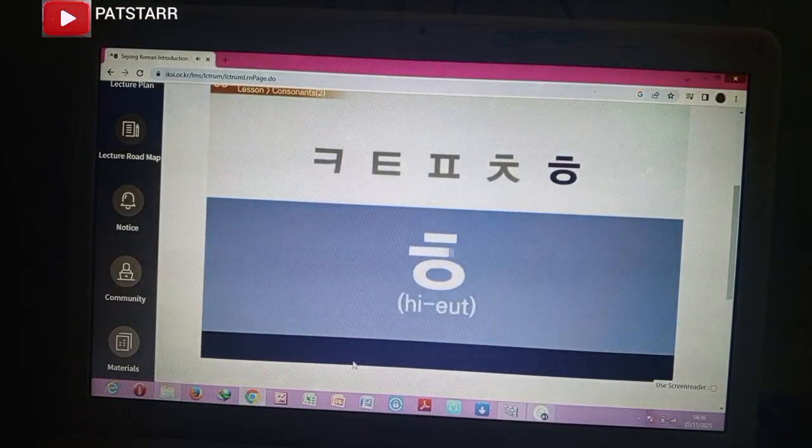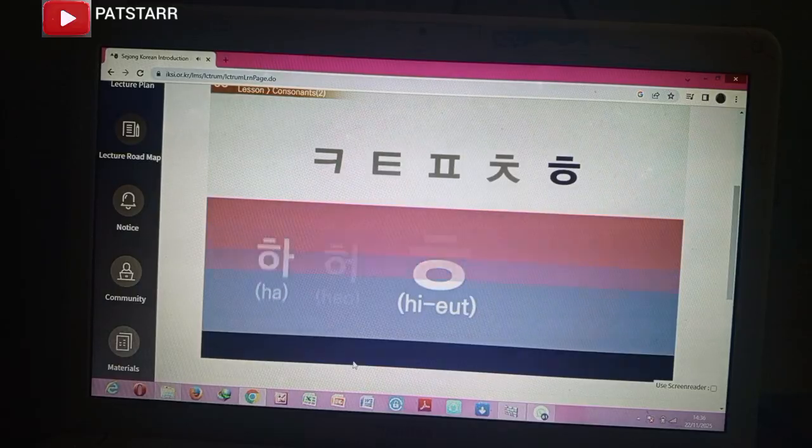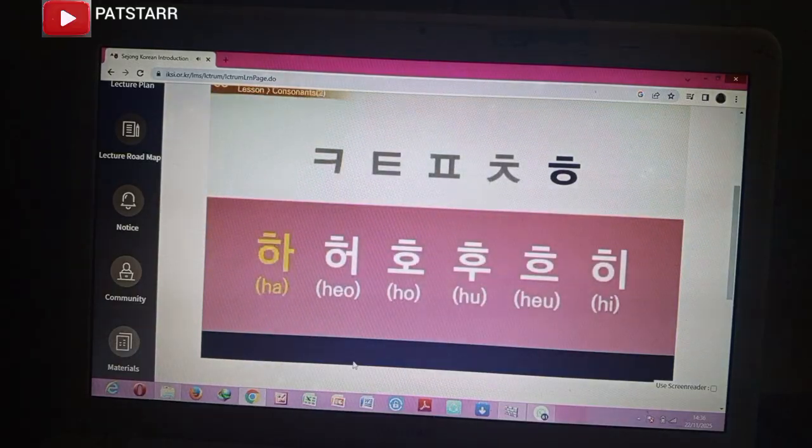Piut is made by adding extra strokes on top of the ian character. It also requires you to push out more air. Listen carefully. 하, 허, 호, 후, 흐, 히.